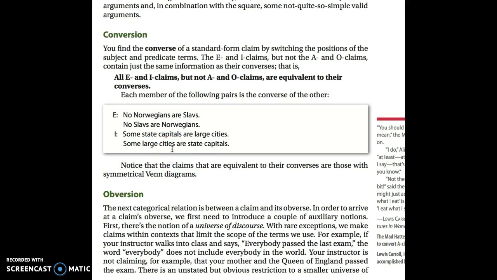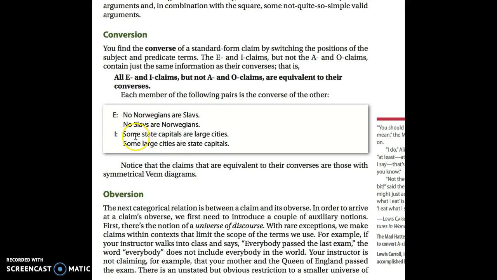Now, just to note, when we apply conversion to our categorical claims, only the E and I claims are logically equivalent. That's why you only see E and I here. These are the only two categorical claims under conversion. They are logically equivalent. What I mean by that is simply this: to say no Norwegians are Slavs is logically consistent and equivalent to saying no Slavs are Norwegians.